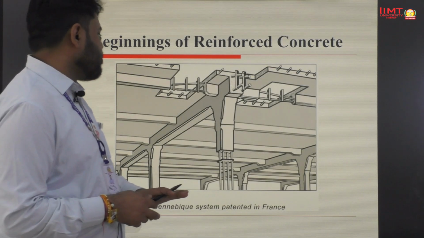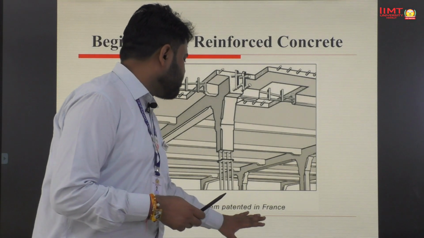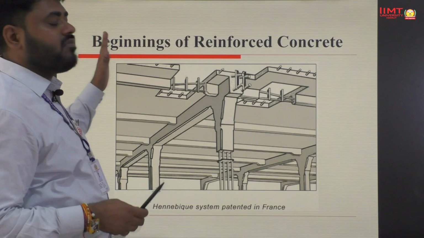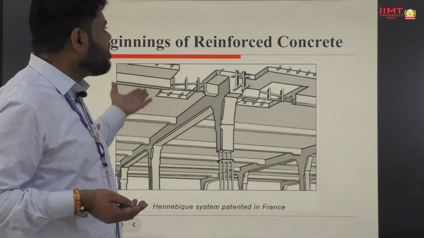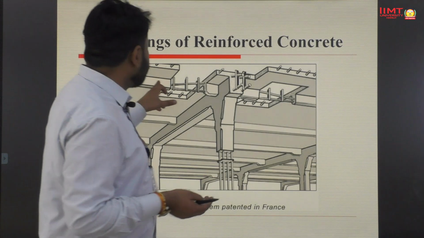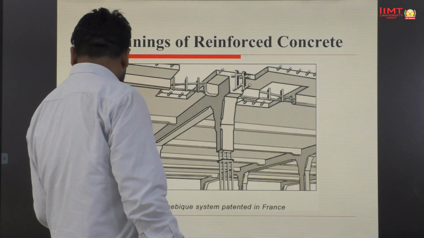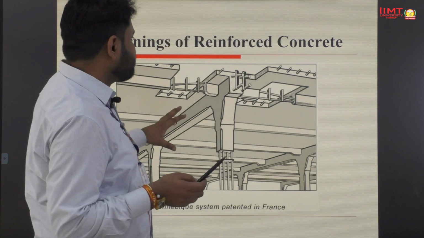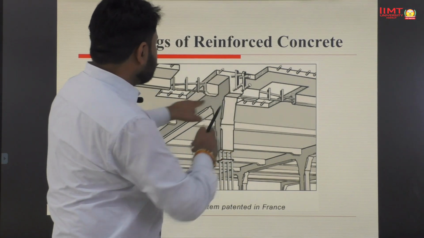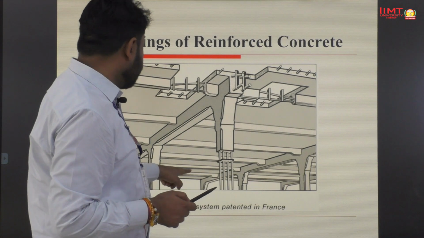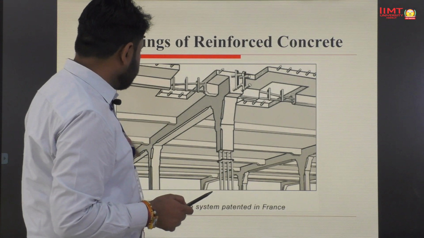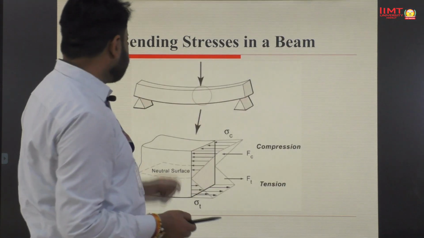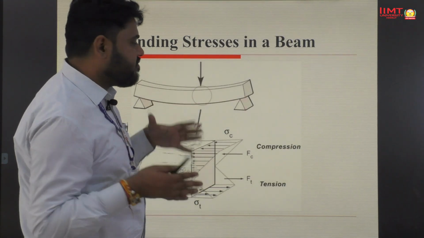Bending of reinforced concrete. Handbrake system patented in France. First, this is the history of reinforced concrete. This is a different kind of structure, and you have to see here, this is the beginning of reinforced structure, when the structure should not be tied out, and the structure should be stretched from this structure to this structure. In the next slide, you have to see the bending stresses in different types of beam.